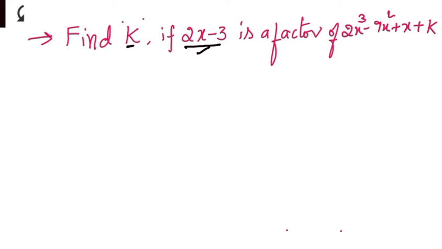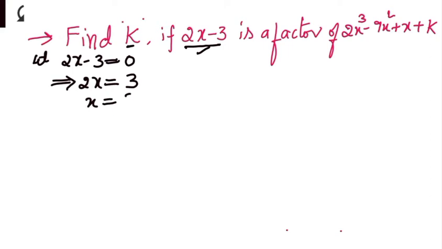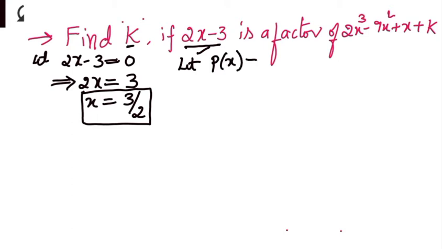So first, let 2x minus 3 equal 0. If 2x minus 3 is equal to 0, from this you get 2x is equal to 3 and x is equal to 3 by 2. This is our a value, x is equal to a. So this is our a value, and let the given polynomial be p of x. P of x is equal to 2x cube minus 9x square plus x plus k.